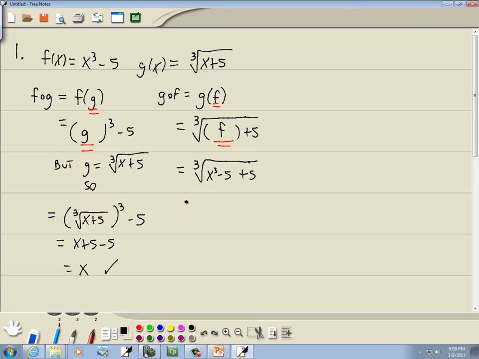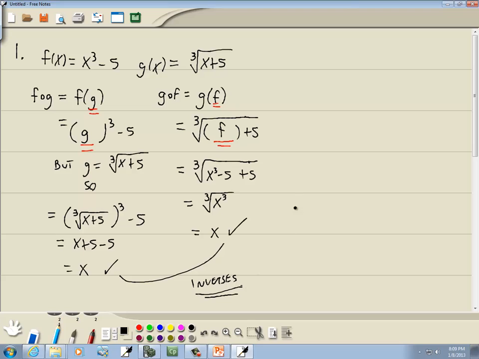Negative 5 plus 5 cancel. And you get the cube root of x to the third. Now notice my index here is 3 and the power is 3. It doesn't matter if the power is on the outside, like in this first part, or the inside like this. They cancel each other out. So this gives us x. Since these are both equal to x, that means these are inverses.